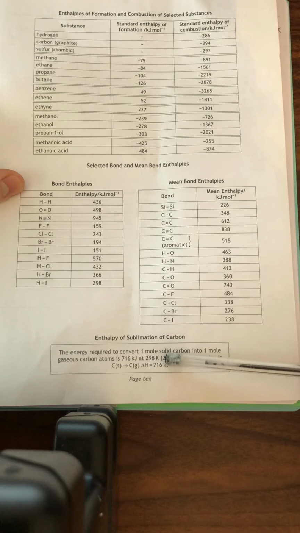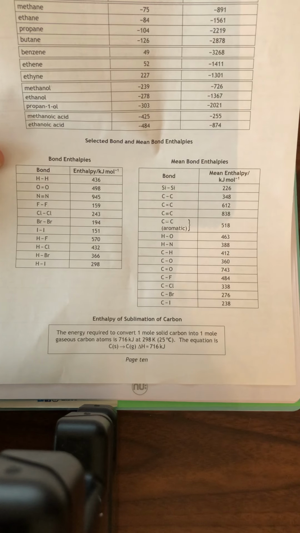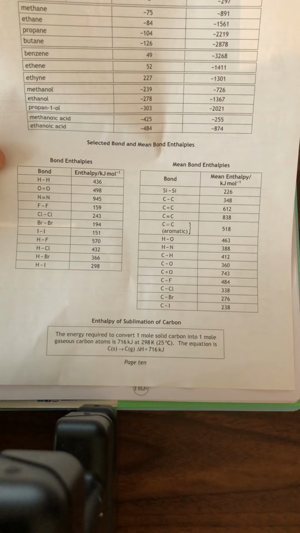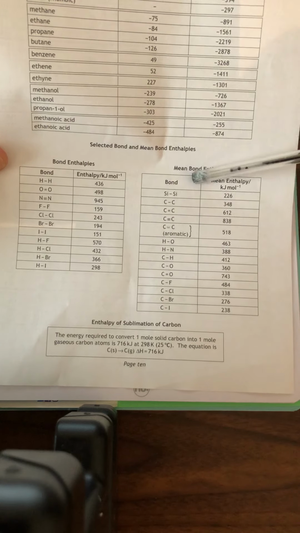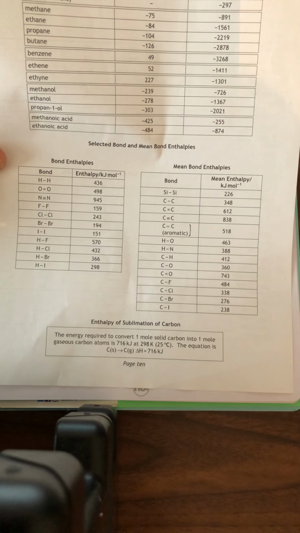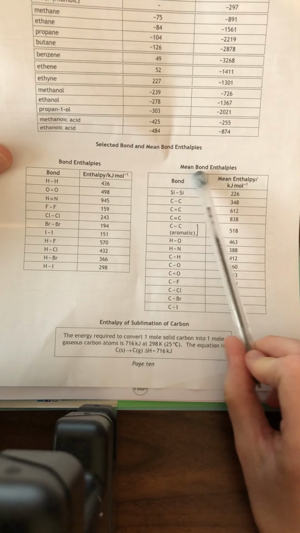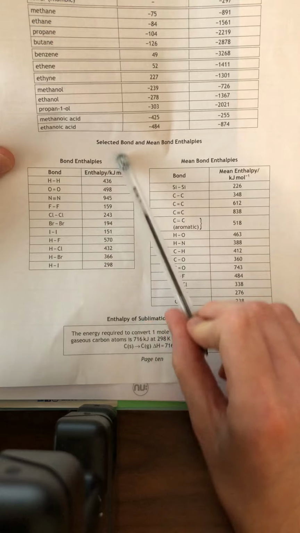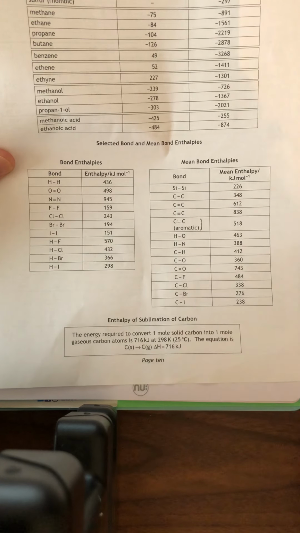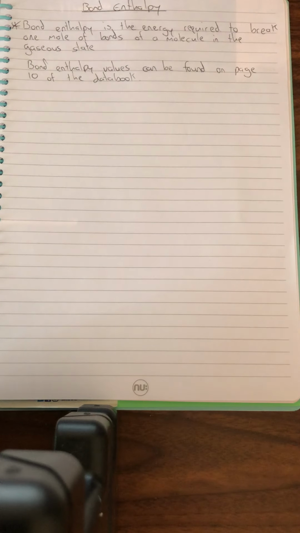Now you'll notice we've got bond enthalpies, and we've also got this one called mean bond enthalpies. Mean, from maths or any other subject, is just another word for average. I'm going to give you the definition of mean bond enthalpies, and talk about the difference between the two.